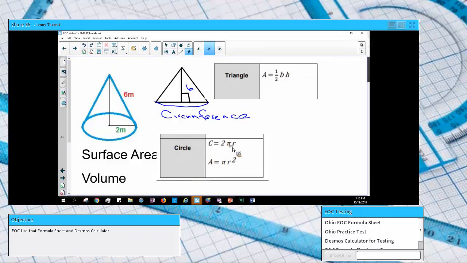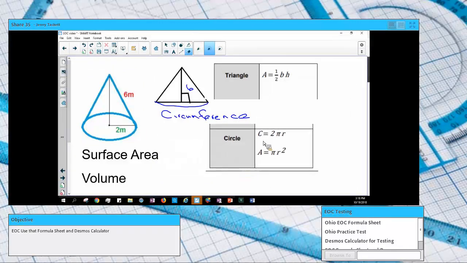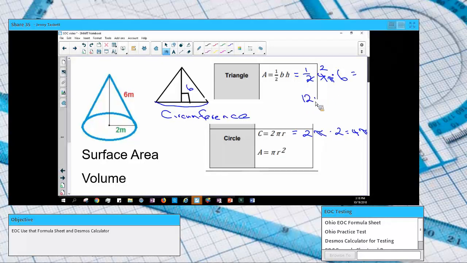So our surface area is going to include the circumference, which is 2 pi r, and I'm going to leave it in pi. I can multiply by pi later. So that equals 2 pi, and it's 2 meters, or 4 pi. That's my base. I bring that up here, half times 4, that's my base, times the 6 of my height, and that's 4 pi. So that equals 12 pi meters.